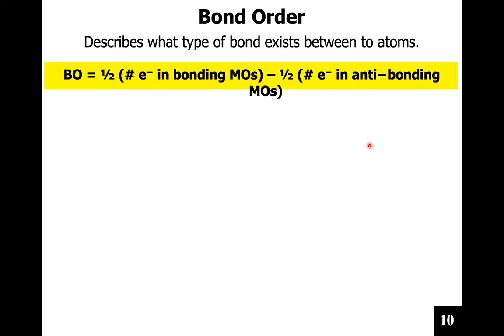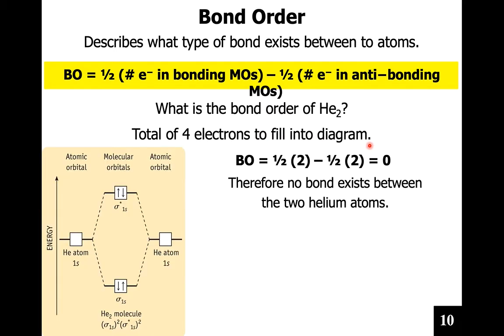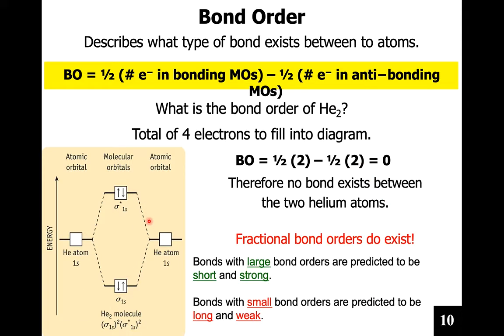All right, next let's talk about molecular orbital theory, and we can talk about bond order. Here's a molecular orbital diagram for He2. If we were to try to take two helium atoms and put them together, we would have 2 electrons in a bonding molecular orbital and 2 electrons in an antibonding molecular orbital. So the bond order would be equal to 1/2 times 2 minus 1/2 times 2, so 0. The bond order between those two would be 0. Bonds with large bond orders are predicted to be short and strong. Bonds with small bond orders are predicted to be long and weak.